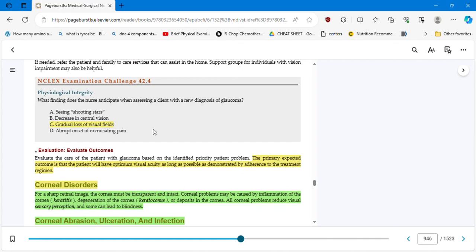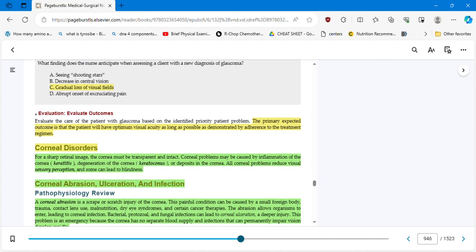NCLEX examination, take a look at these questions. Pay attention to those. The primary expected outcome is that the patient will have optimum visual acuity as long as possible, as demonstrated by adherence to the treatment regimen.